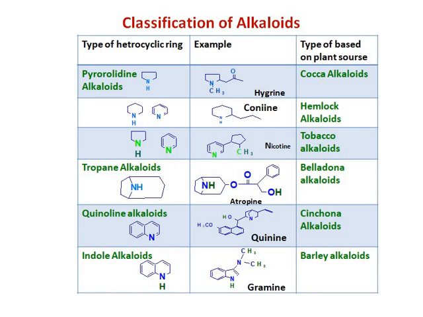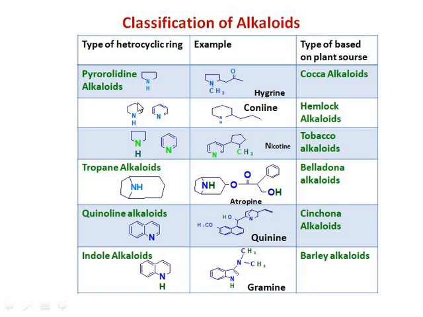Now we are going to classification. Classification of alkaloids is mainly on the basis of which type of heterocyclic ring is present. The first is the type of heterocyclic ring, with examples and the names of the plants from which such alkaloids are obtained. Firstly, a pyrrolidine ring is present. The name is pyrrolidine alkaloids. For example, hygrine, obtained from coca plants.